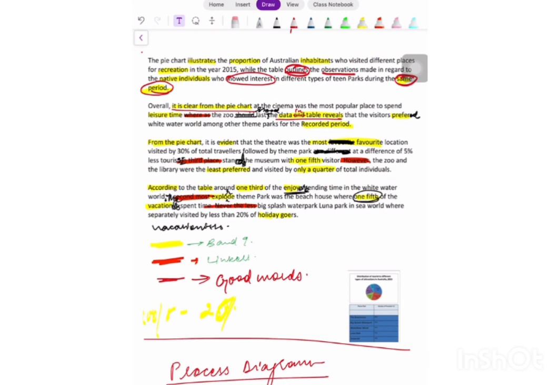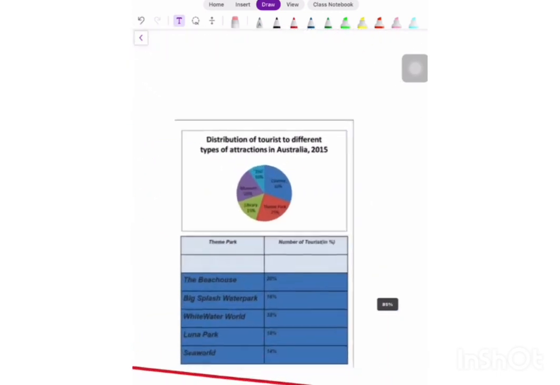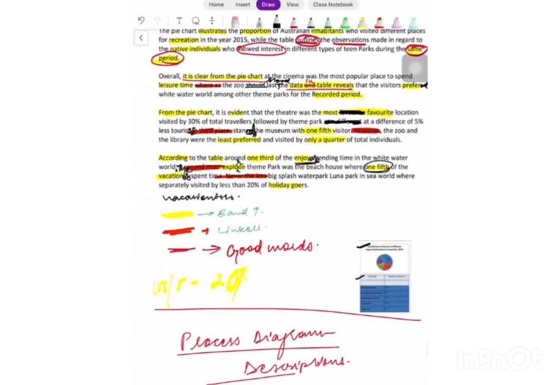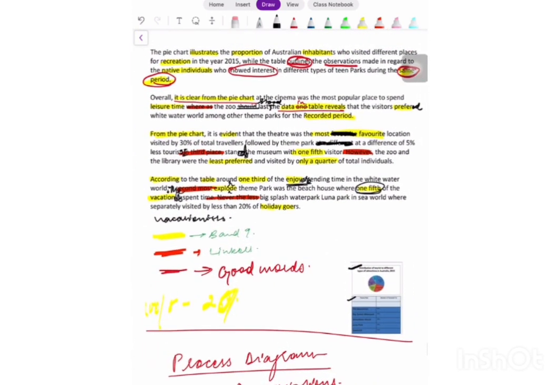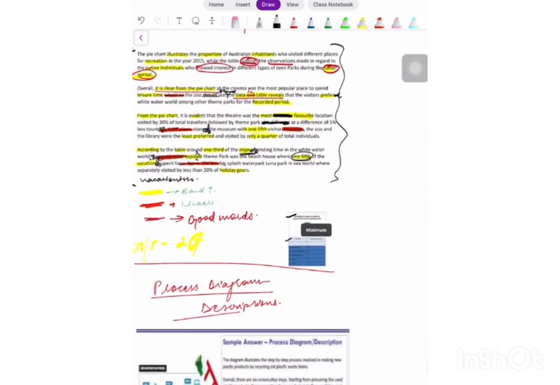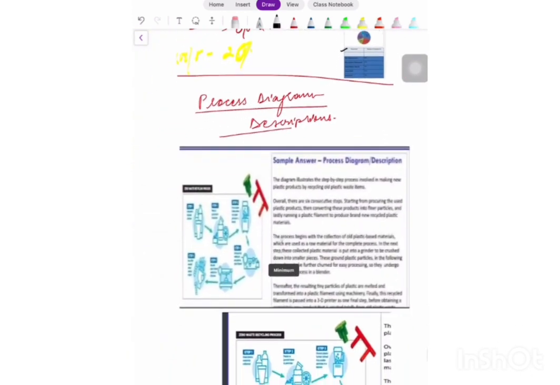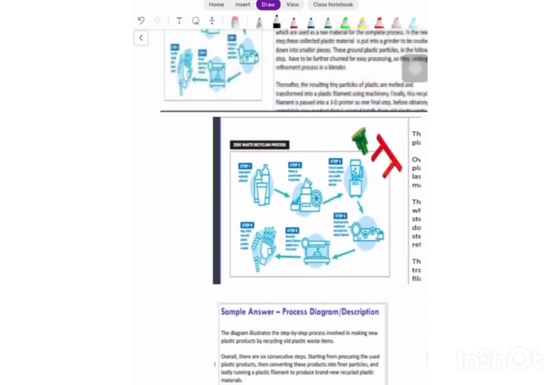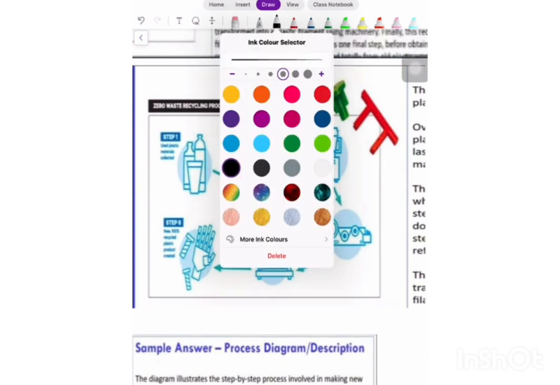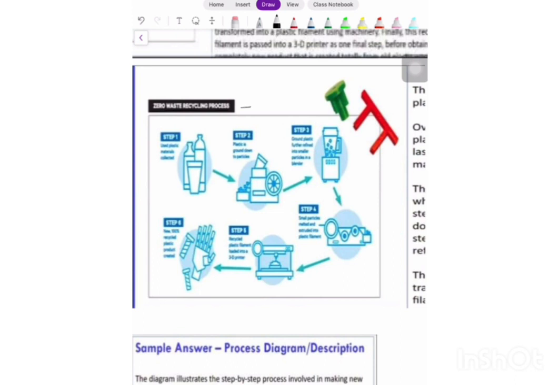If you want, I'm going to zoom again and you can take a screenshot of the question. This was the pie diagram and this was the table, and this is the answer. Okay, so now next, moving on to process description. This is our sample question, but I'll zoom in for further clarity. So you can see that this is a zero waste recycling process basically.